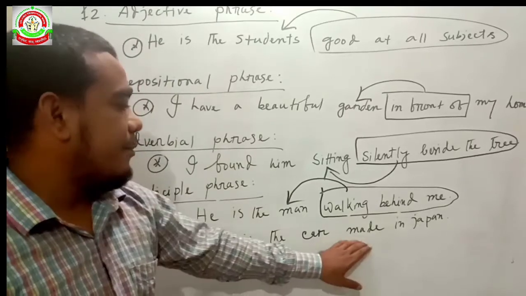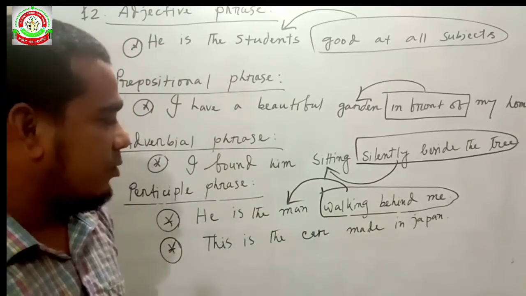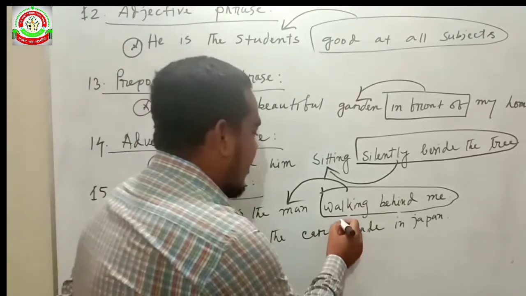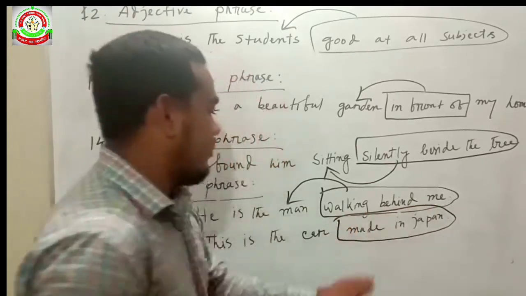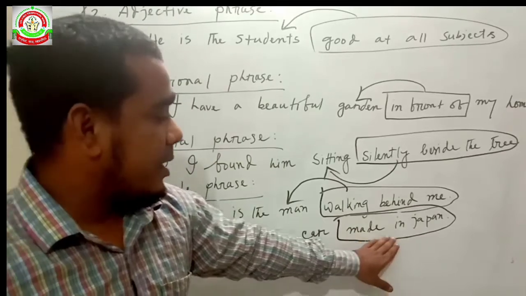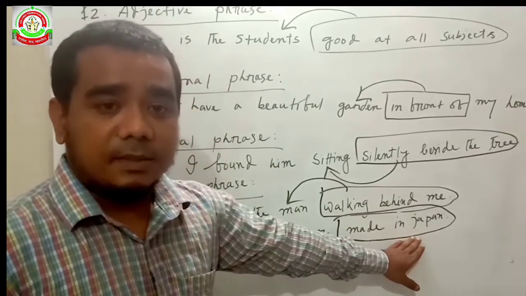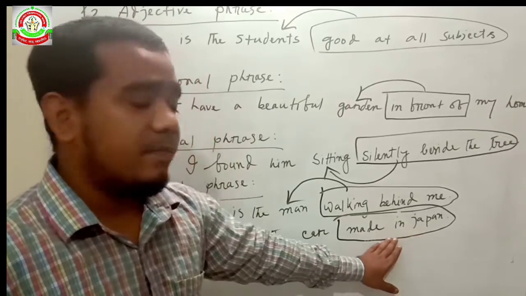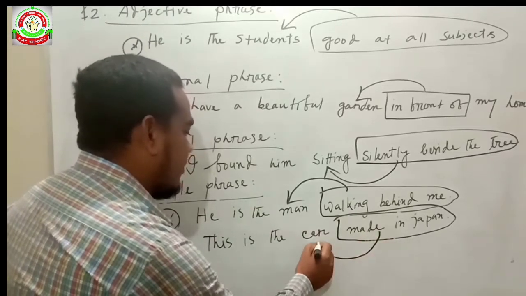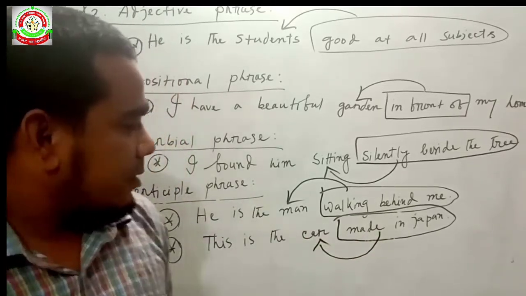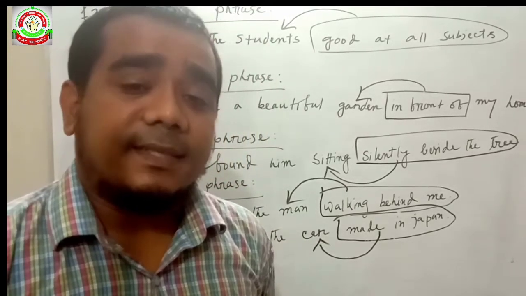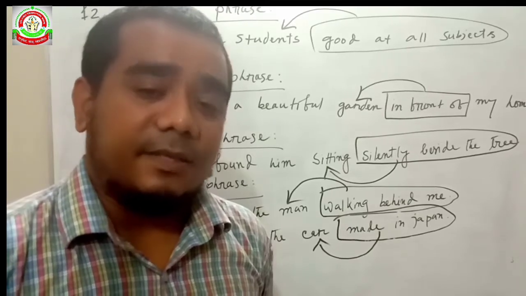It is an adjective as well as a verb, so it post modifies its previous noun. This is the car made in Japan. We know when we make a past participle, we transform the verb into the past participle form. Here, made in Japan. With the past participle form of the verb made, I have taken some more words for the complete sense, and this is the past participle phrase. A past participle phrase also post modifies its previous noun, because both past participle and present participle act as an adjective and as a verb.